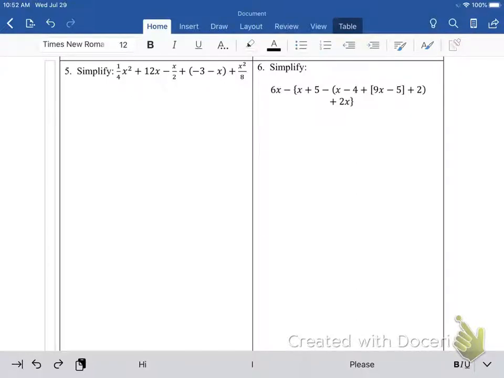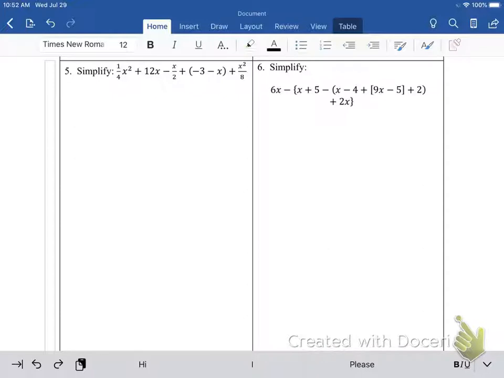Okay, so this is number 5 and 6 on the diagnostic test. Let's take a look at number 5. We have an expression here to simplify, and let's see what we have. So we have a long string, it looks like, of addition. Even though we have a subtraction symbol here, what we're looking for for subtraction would be a minus sign outside parentheses. We don't have that, so we're just going to go ahead and combine like terms.